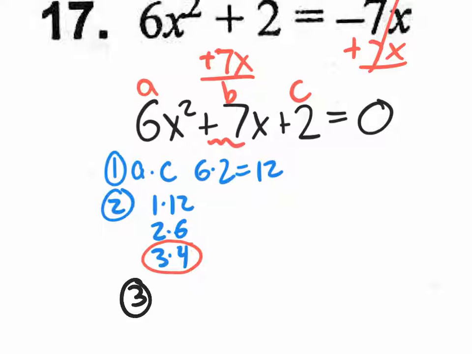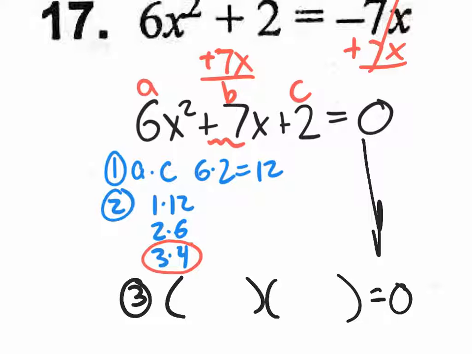Step 3 is to write your factored form format. Don't forget about the equal 0. And in the first position of the binomials, we put 6x without the square. So you take whatever you have here, write it there, and also here without the square. And in the other blank spots, you take the two numbers from step 2, the positive 3 and the positive 4, and you write them right here. Plus 3 and plus 4.